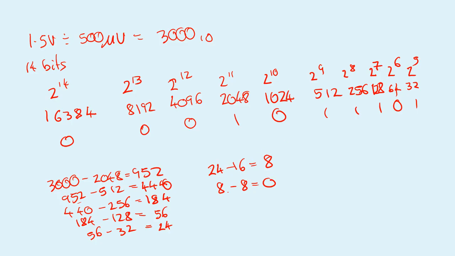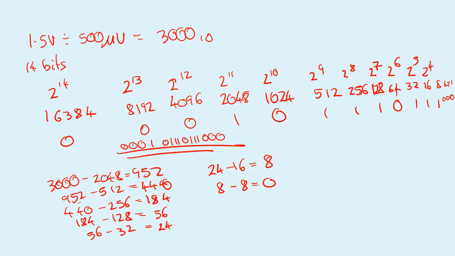So we needed a 16, so that's 2 to the 4. So we do need a 16. We did need an 8. And the 4, 2, and 1 we don't need any of. So sorry, it's got a bit squeezed there. So this would be 0, 0, 0, 1, 0, 1, 1, 1, 0, 1, 1, 1, 0, 0, 0. So that's the binary output of our 14-bit ADC.